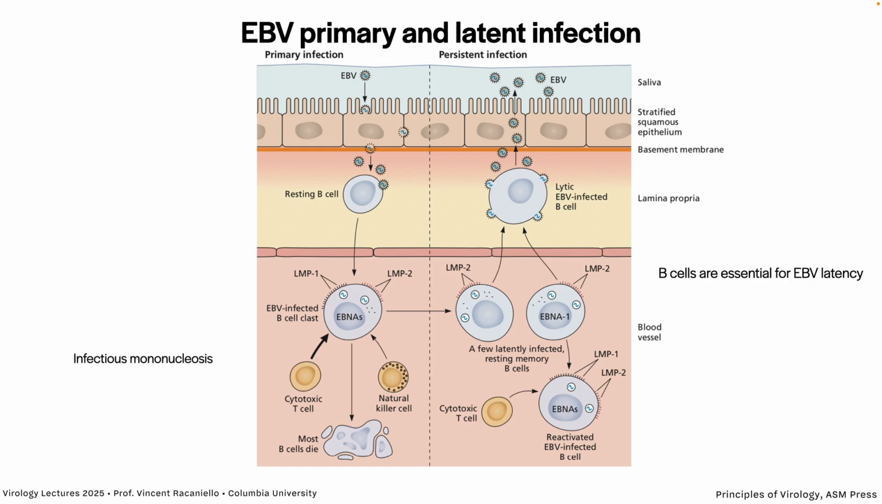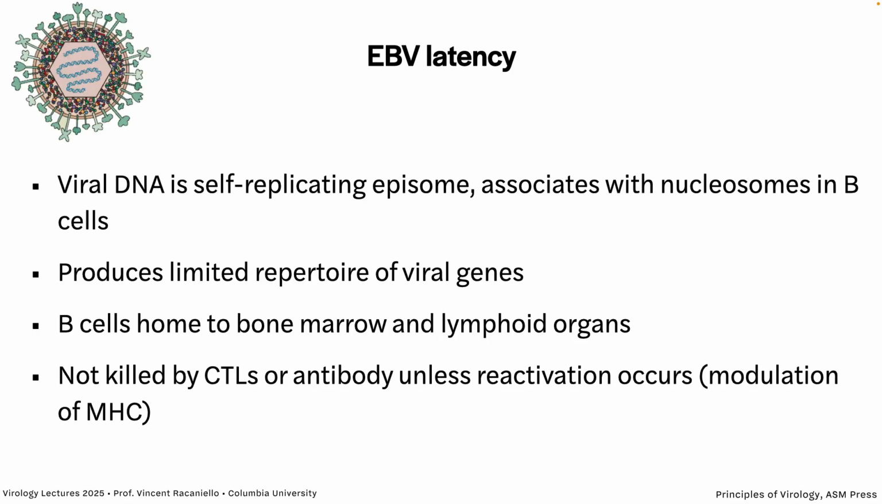Then later on, at some stress, which we don't know what it is, a few latently infected B cells begin to activate their gene expression profile. They make virus particles, and those go through the epithelial sheet and infect someone else. So the B cell is essential for EBV latency, Epstein-Barr virus. The DNA is a self-replicating episome in B cells.